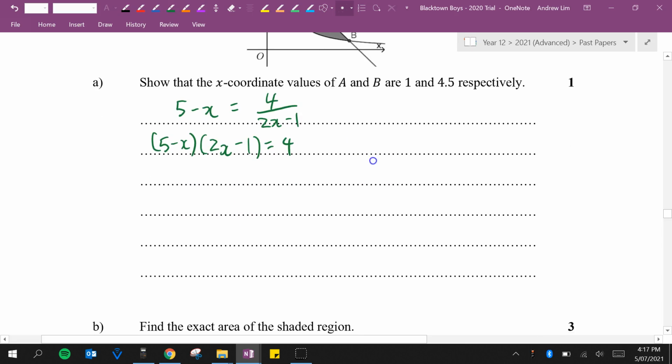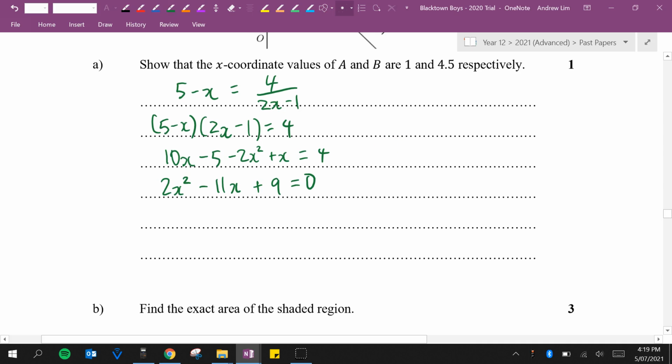I'm going to expand the brackets. 10x minus 5 minus 2x squared plus x is equal to 4. I'm going to move everything to one side and make it equal to 0. Because my x squared is negative, I'll move everything on the left to the right. So that'll give me positive 2x squared minus 11x plus 9 is equal to 0.